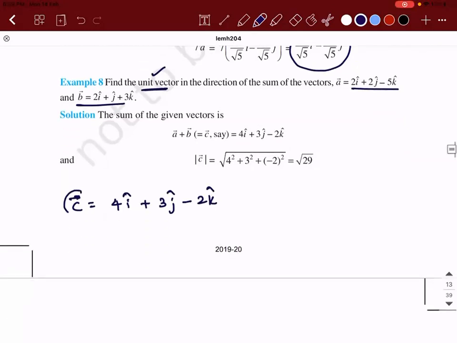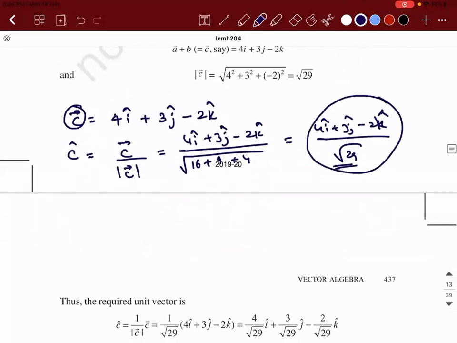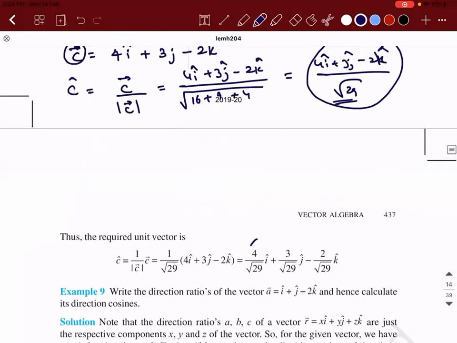So what will be the unit vector in this direction? C cap is equal to C vector divided by magnitude of C vector. That will be 4i cap plus 3j cap minus 2k cap divided by square root of 16 plus 9 plus 4, so divided by square root of 29. So this is the unit vector in the direction of the sum of those two vectors. Only thing is when you're writing them, write it as 4 by root 29, 3 by root 29, minus 2 by root 29.